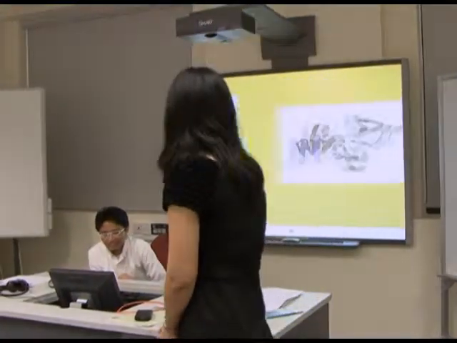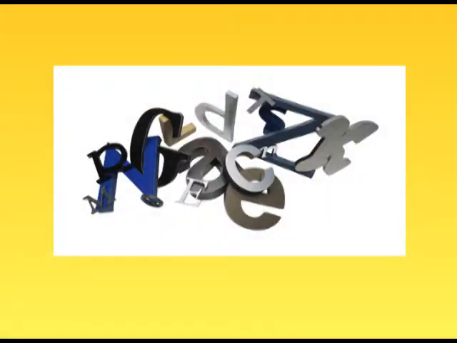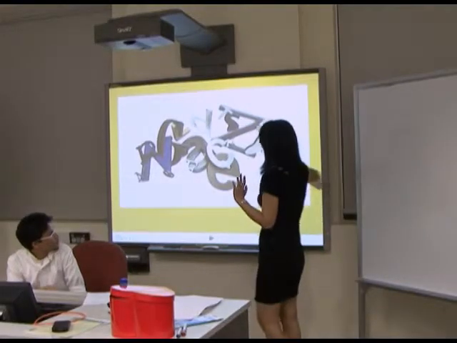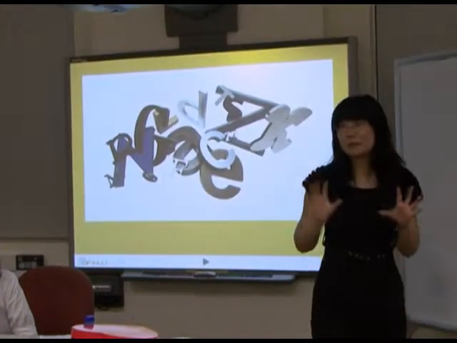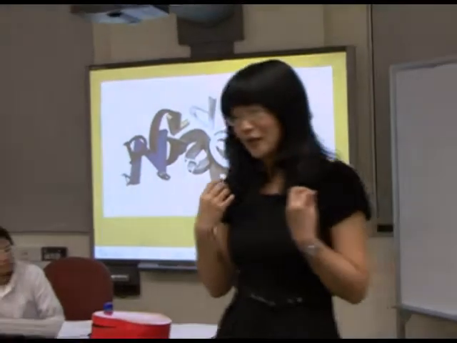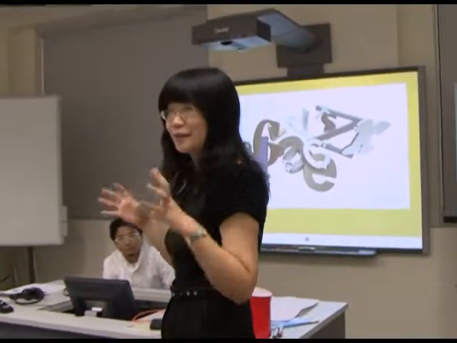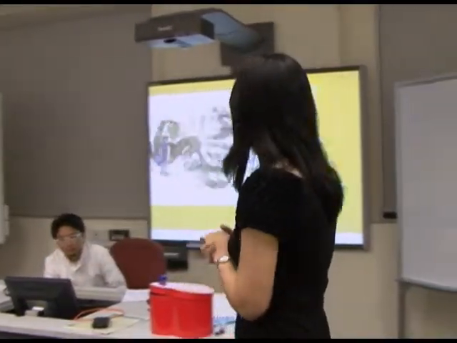Okay. The asymmetric balance is achieved when the type is distributed unevenly on a paper. But the purpose is that the positive and negative space, the space here, will be in balance. So we still want to achieve the balance.